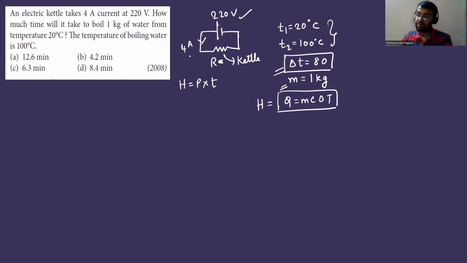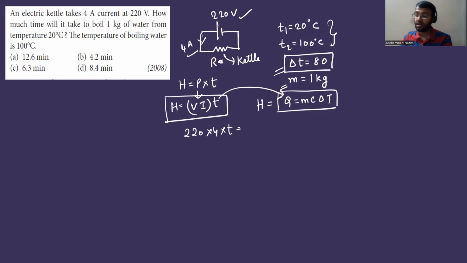Power can be written as I square R, isn't it? Or here we know directly voltage and current. So we can use directly power as voltage into current into time. Or if you want, first you can calculate the resistance using voltage and current, R equal to V by I. Then you can use I square R. You will get the same result. So therefore this V is how much? Voltage is 220. Current is 4 into time. This heat produced will be used to boil the water. That is, this heat will be required to raise the temperature of water from 20 to 100. So that is change in temperature is 80.